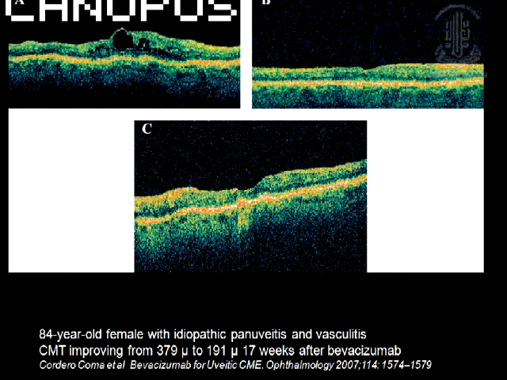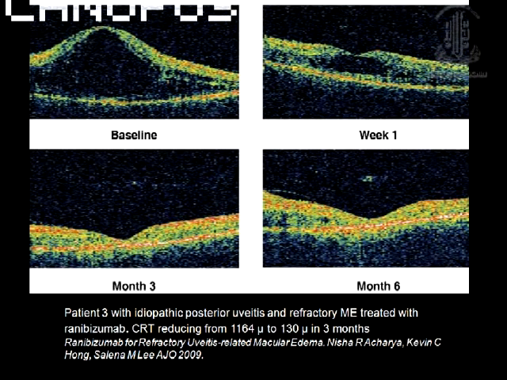Here you see an 84-year-old female with idiopathic panuveitis and vasculitis, showing remarkable restoration of the foveal architecture from 379 to 191 microns. That was with Avastin. And now how about Lucentis? This also shows that with repeated Lucentis injection, you can see the good response on the OCT.